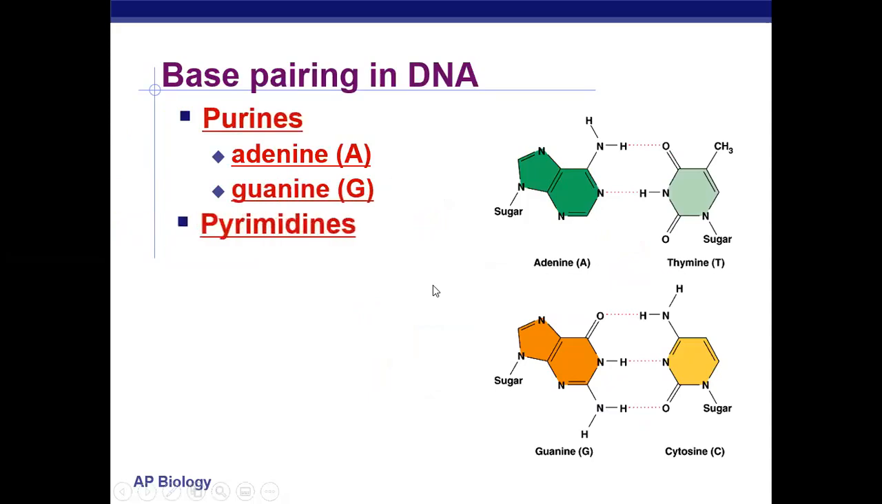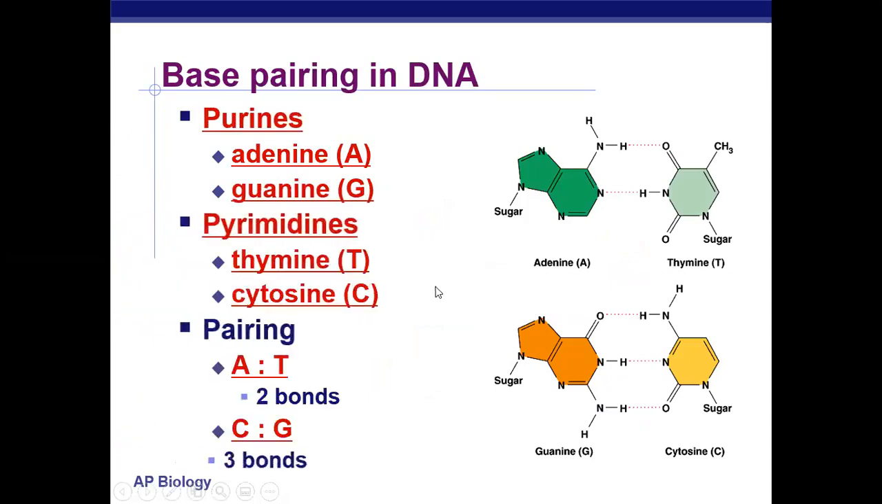Base pairing in the DNA goes, as I've already mentioned, your 2 purines, which, remember, smaller word, bigger molecule. So the purines have 2 carbon and nitrogen rings, are adenine and guanine. And then pyrimidines, bigger word, smaller molecule. They only have 1 ring of carbon nitrogens. That is your thymine and your cytosine. And as I've already said, A and T have 2 hydrogen bonds between them, and C and G have 3 hydrogen bonds.